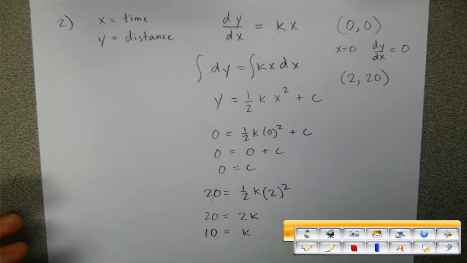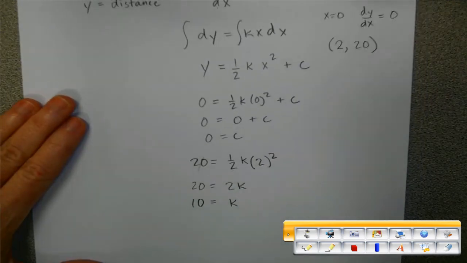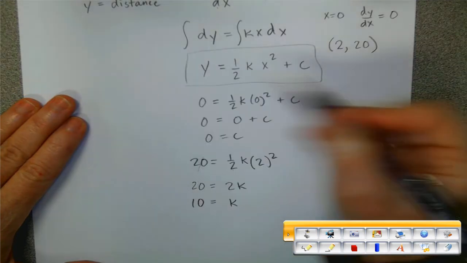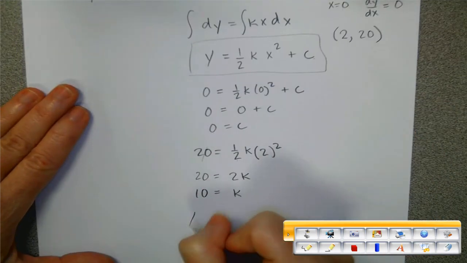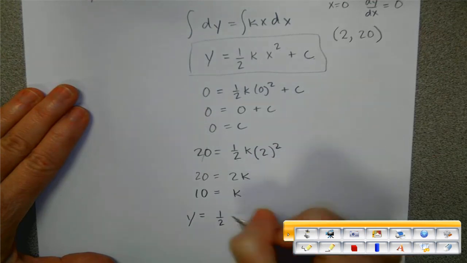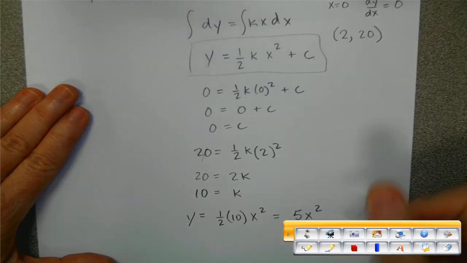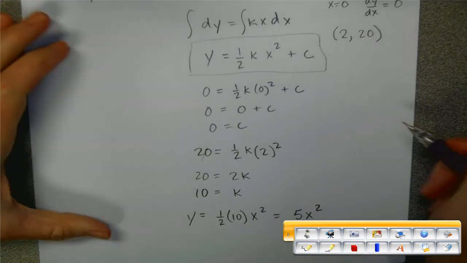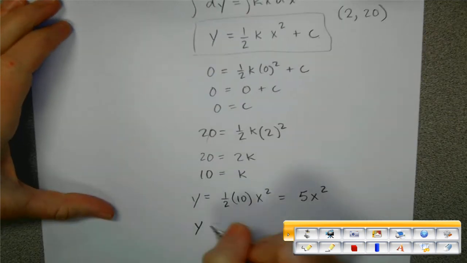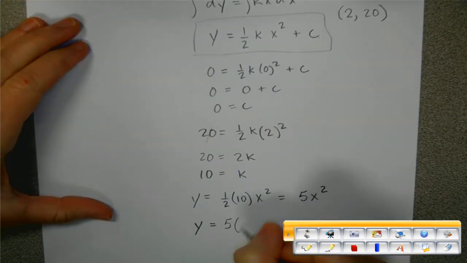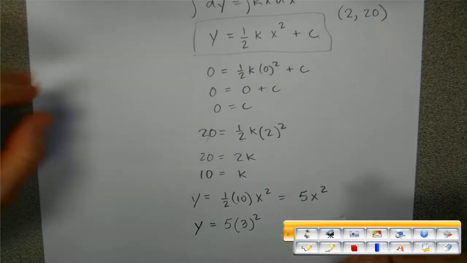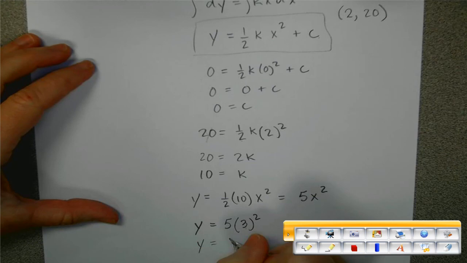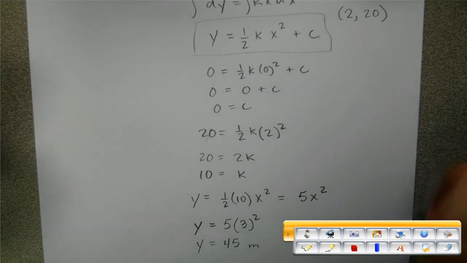All right, so now I have my constant, and I can put all of this back into the original equation here. I know that C is 0, and I know that k is 10. So my equation now is y is equal to 1/2 times 10 x squared, or 5x squared. All right, so now let's answer the question. Find the distance from the top of the tower after 3 seconds. So the distance from the top of the tower is going to be 5 times 3 squared. 3 squared is 9. 9 times 5 is 45. 45, and it's meters. And that matches our answer. All right, so there it is.